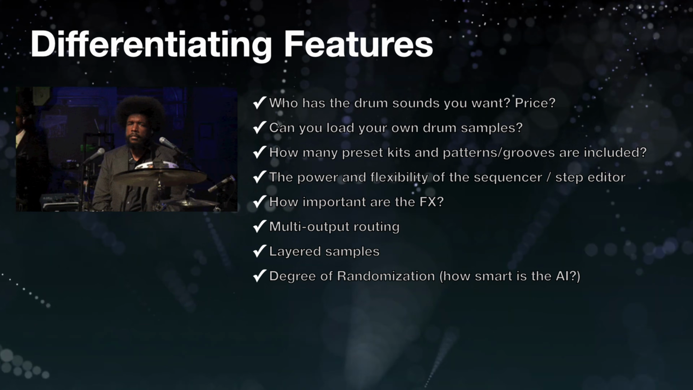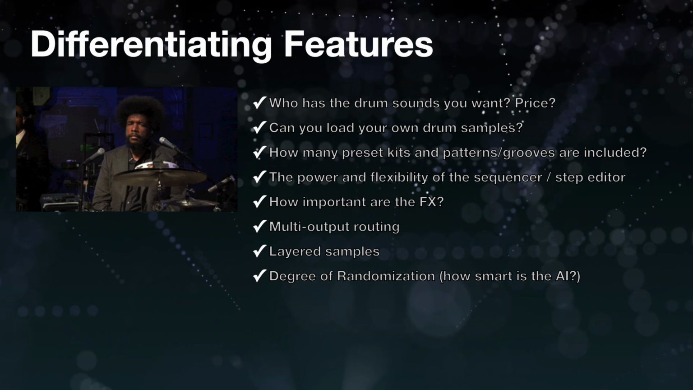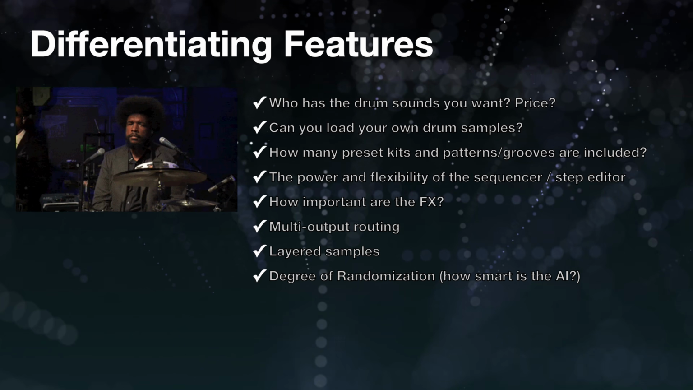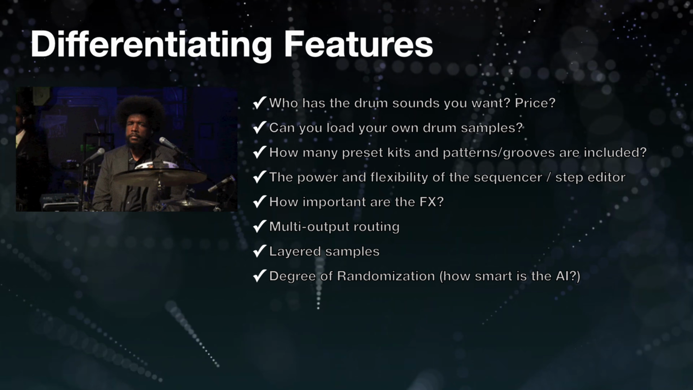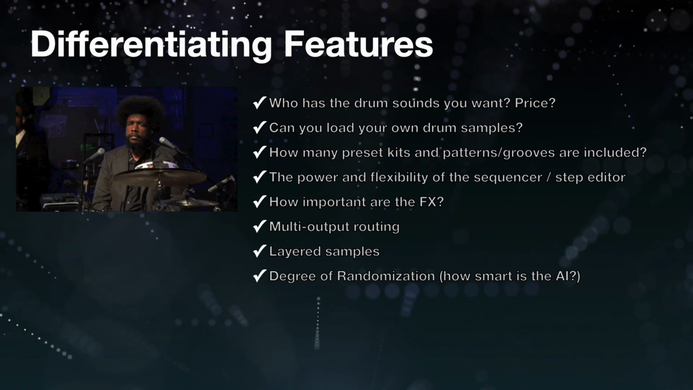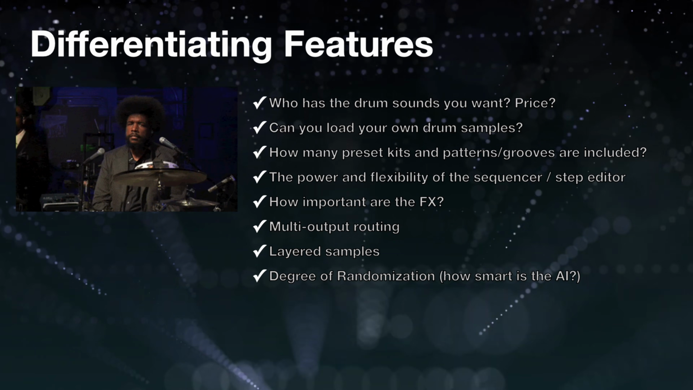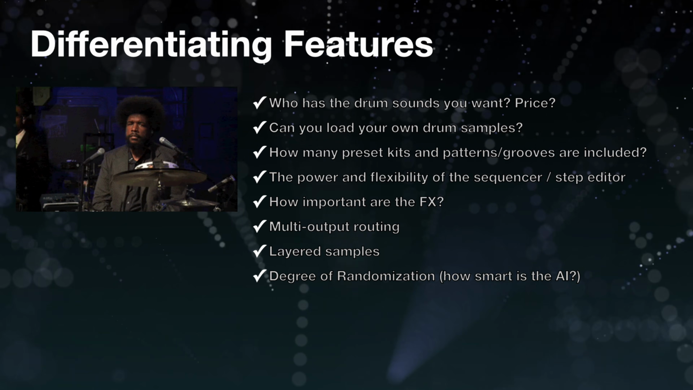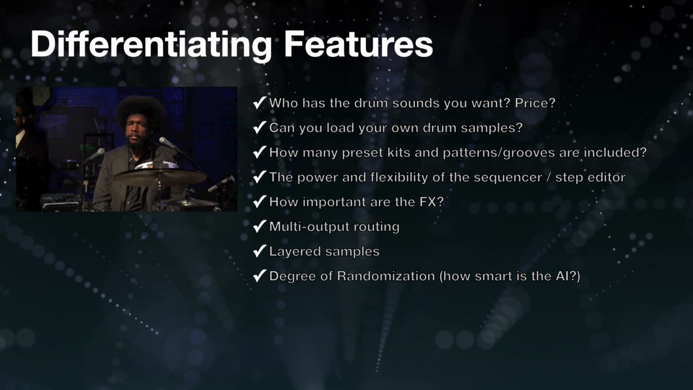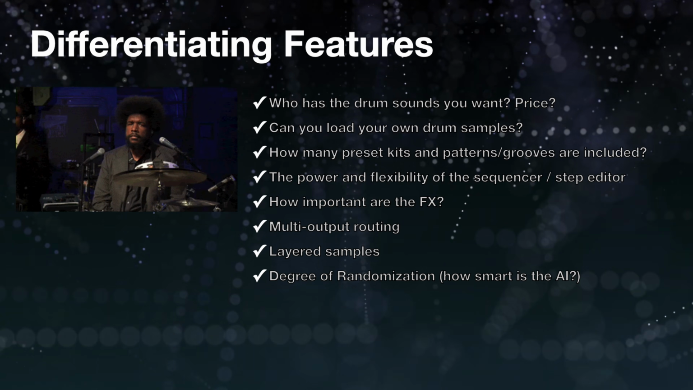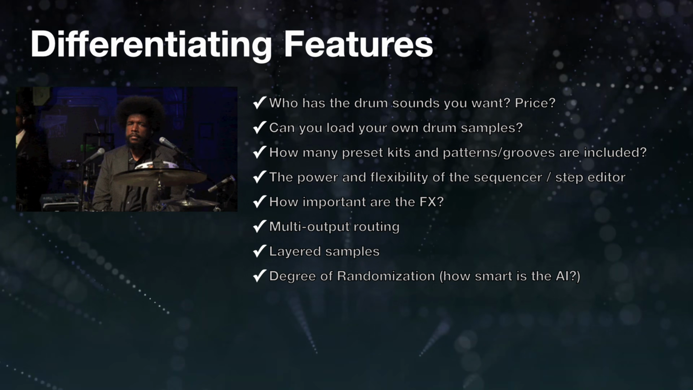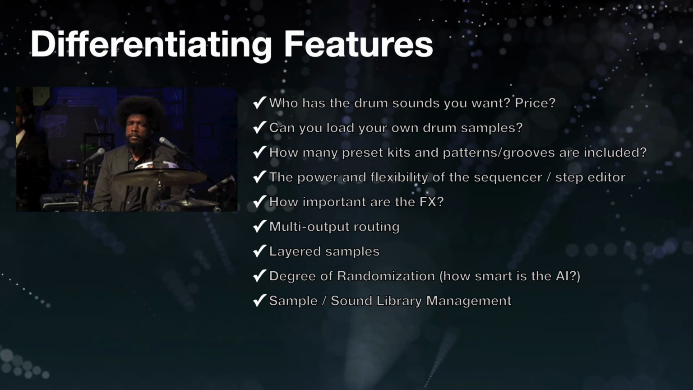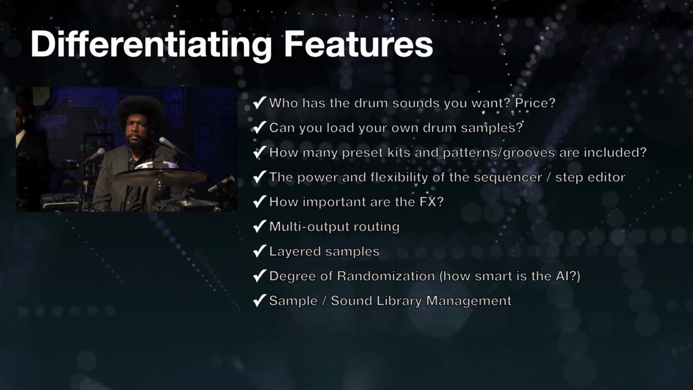The degree of randomization, or how smart is the AI, the artificial intelligence, this should matter. In some cases, you're just swapping sounds, but you want that sound swap to be related to the overall drum beat and genre that you're trying to create. If it's too broad, if the randomization is too wide, you're going to get some unusual and not so useful results. But if you can control the randomization, as you can in some of these packages, it's smarter and more effective.